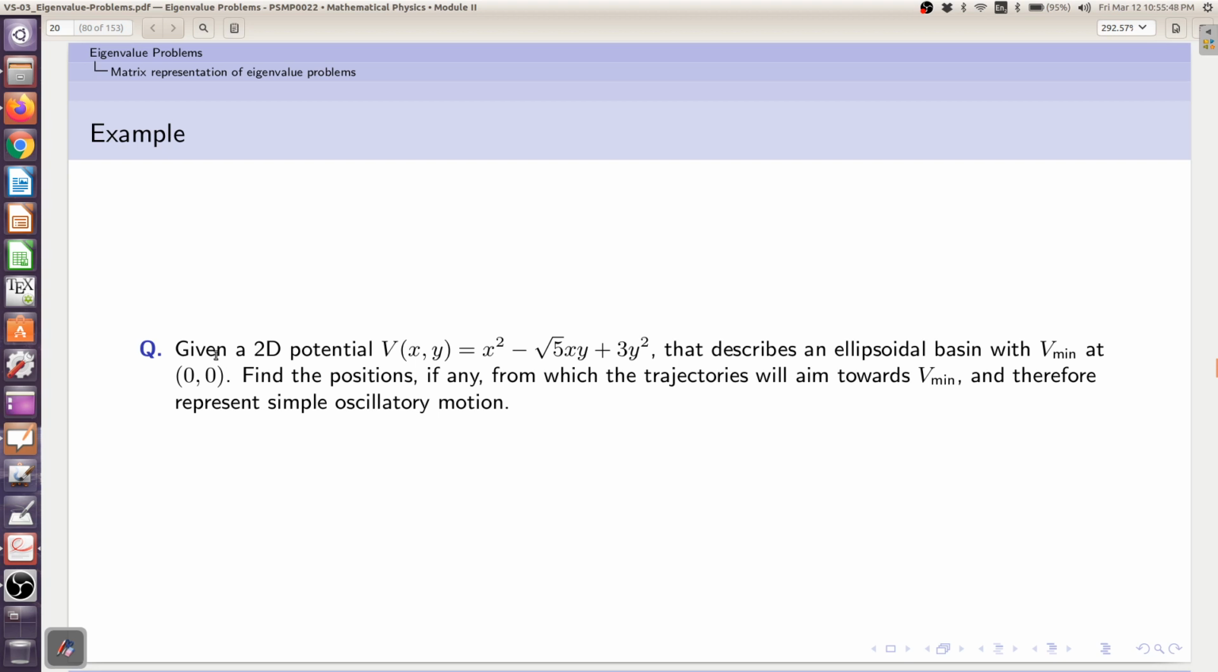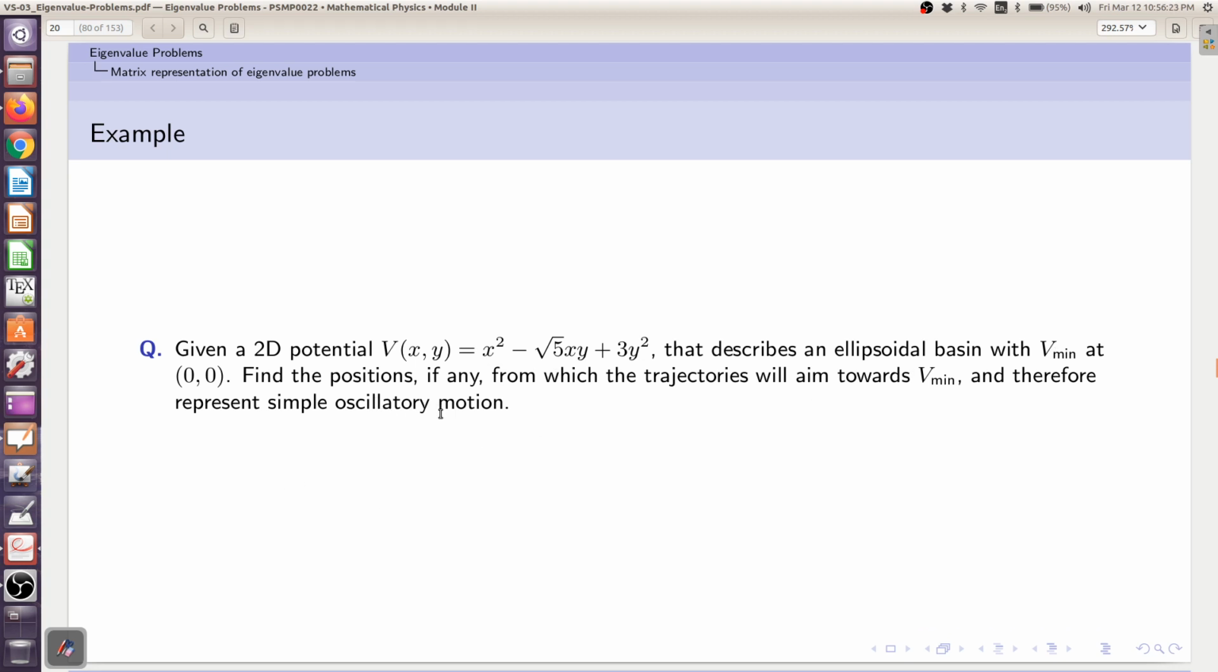The problem is, suppose I have a 2D potential V of x y. So V is a function of x and y, and we have the x y plane. Over there V is equal to x square minus root 5 x y plus 3 y square. And that denotes an ellipsoidal basin with V minimum at 0, 0. If you substitute x equal to 0 and y equal to 0, we have 0 here, 0 here, and 0 here. So the value of the minimum potential is 0.